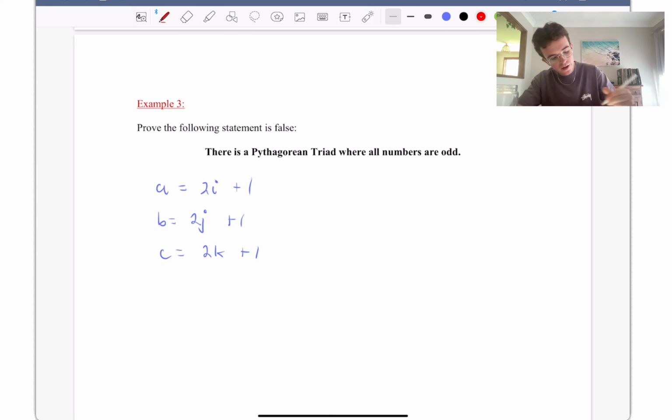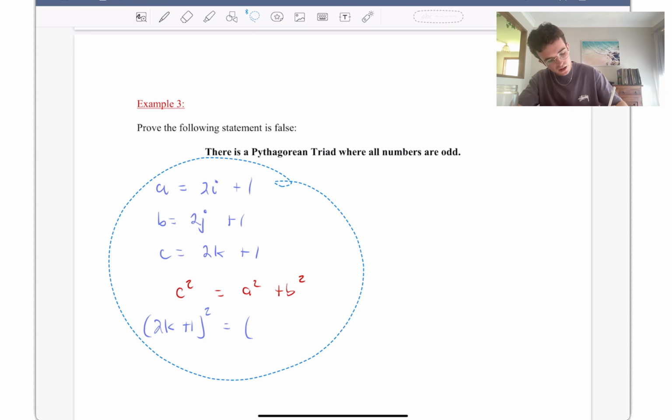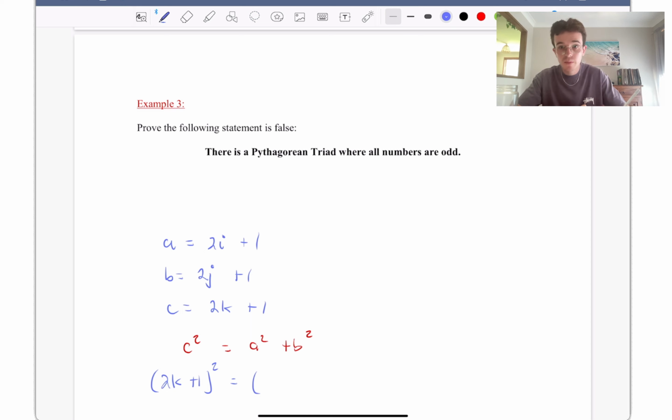Well, Pythagoras' theorem states that c squared is equal to a squared plus b squared. So let's have a look at this. We've got 2k plus 1 squared. I might say as well, since we're trying to contradict something, we might come up with an assumption. Let's assume there is such a triad.